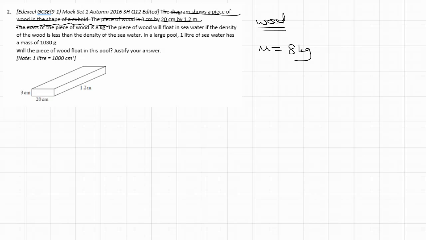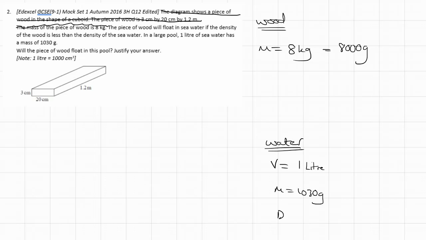Keep your units there because you might have to convert them, and I'm actually just going to write that that is 8,000 grams, just in case I need to work in grams. It will float if the density of the wood is less than the density of the seawater, so we're also going to have to find the density of the seawater. In a pool, 1 litre of seawater, so the volume is going to be 1 litre. We'll get back to that in a second, and it has a mass of 1,030 grams.